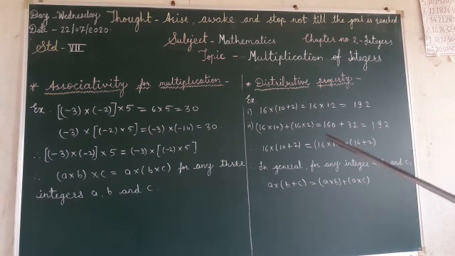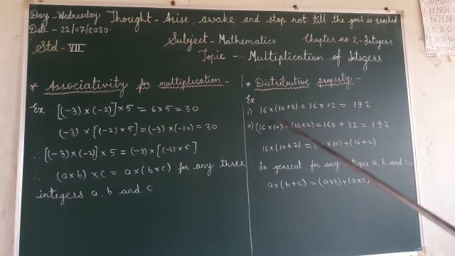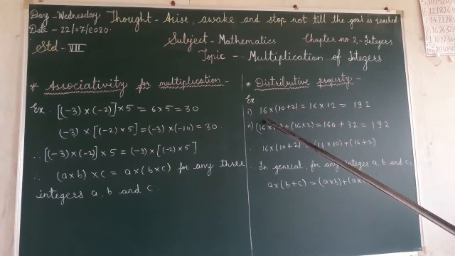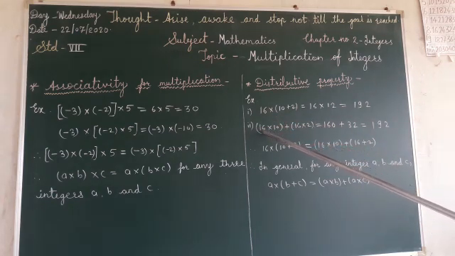Now distribute this 16 to both numbers. In the second case, that is, 16 into 10, plus, because there is a plus sign in the bracket, we write plus here. After that 16 into 2. This 16 is distributed to the 10, and then to the 2. Solve this. 16 into 10, you get the answer 160. 16 into 2, you get the answer 32. 160 plus 32, you get the answer 192. In both cases we get the same answer.